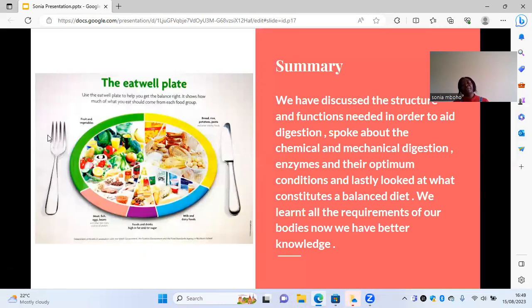In summary, I have discussed the structure and functions needed in order to aid digestion, spoke about chemical and mechanical digestion, enzymes and their optimums, and what constitutes a balanced diet.